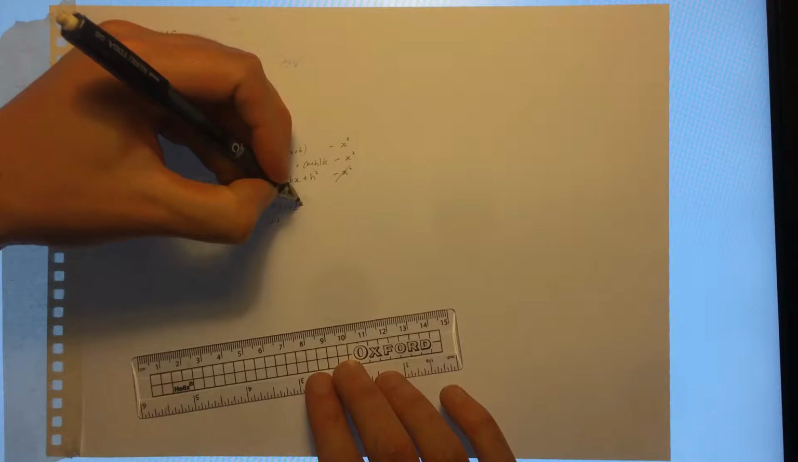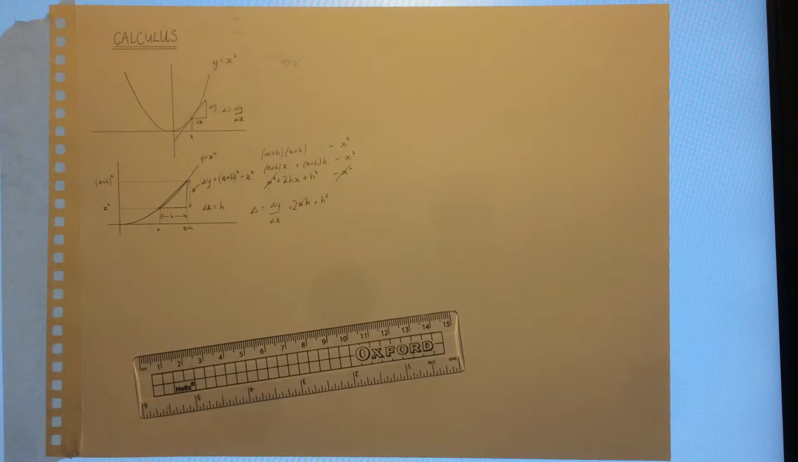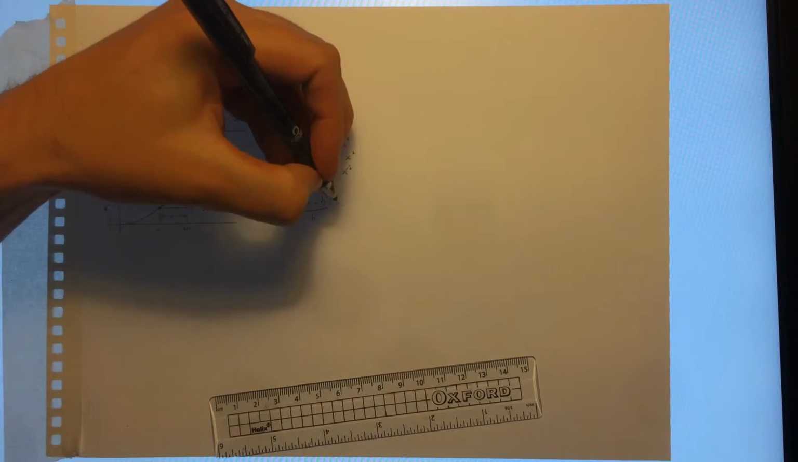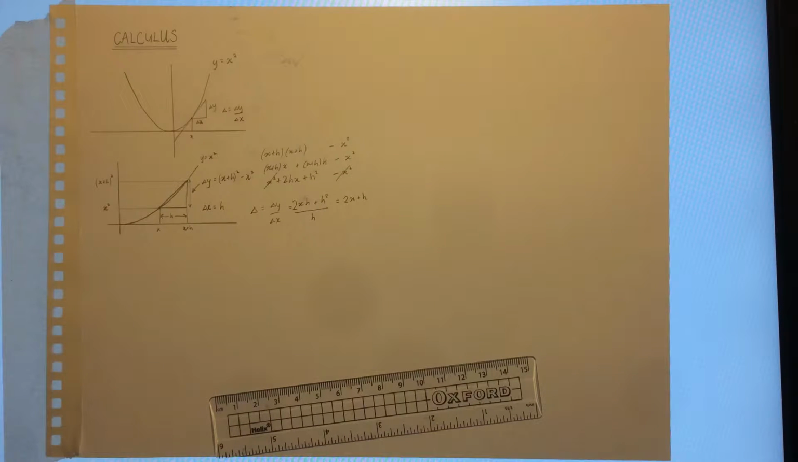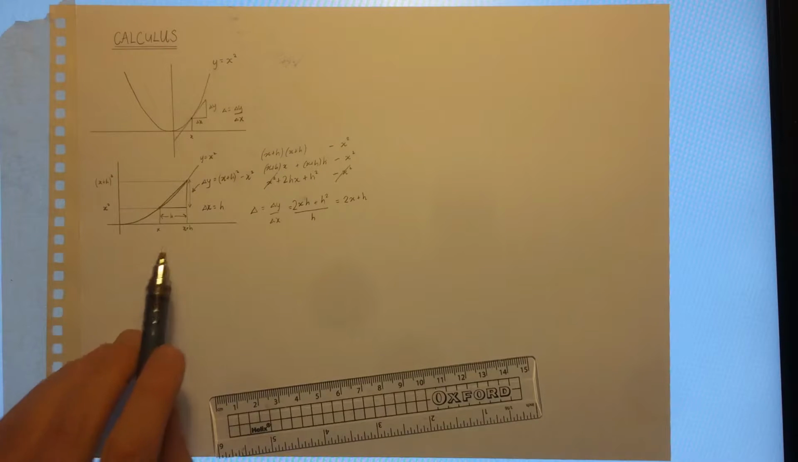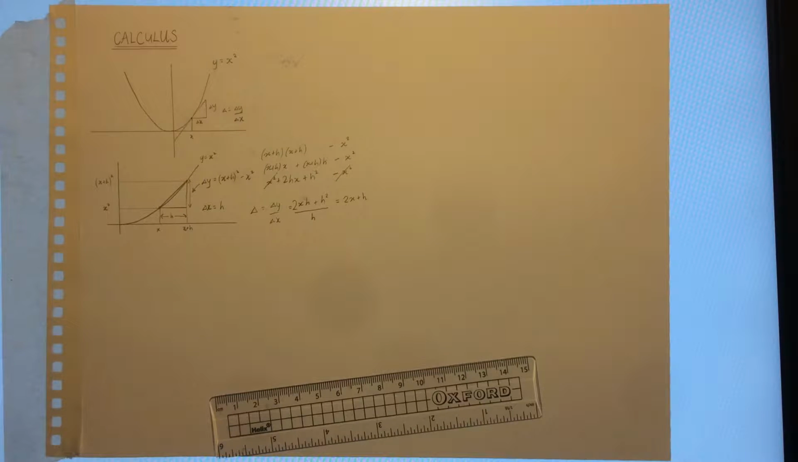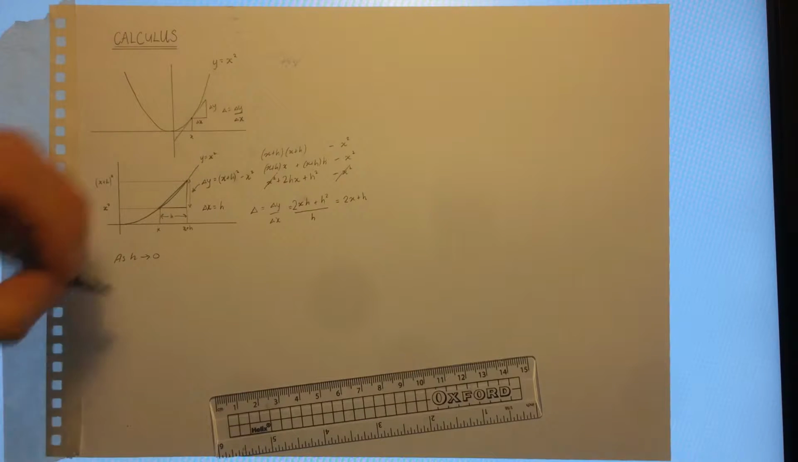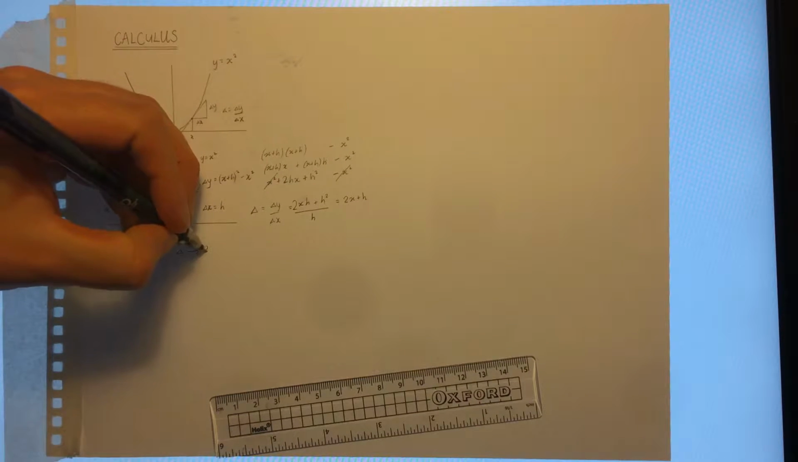So 2xh plus h squared over h, which is equal to what? 2x plus h. Okay, now what's going to happen as we shrink this down towards x, as h shrinks towards 0? So as h shrinks to 0, our slope approaches 2x.